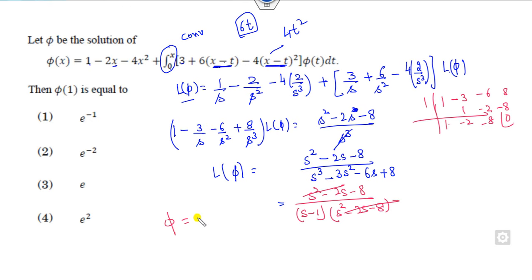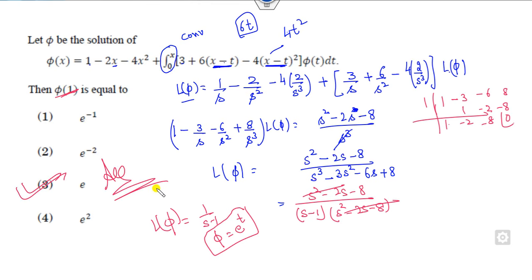So what is phi? 1 over s minus 1 is the Laplace of phi here. So what is phi? E raised to power t. And you need phi of 1. What is phi of 1? This is the right answer of this problem.